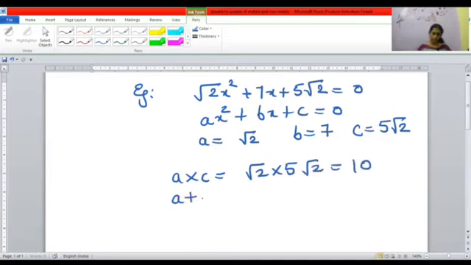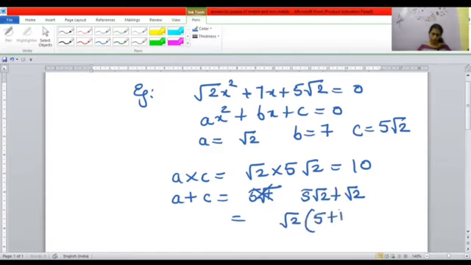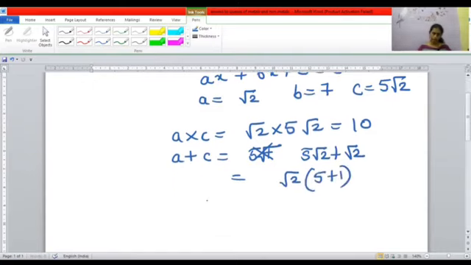And the addition will be a plus c. Right? So which is 5 plus... sorry, just a second. It is 5 square root 2 plus root 2. This root 2 is common, so it is 5 plus 1. Right, students? So this is 6 root 2. Okay. So your sum is 6 root 2 and your product is 10.